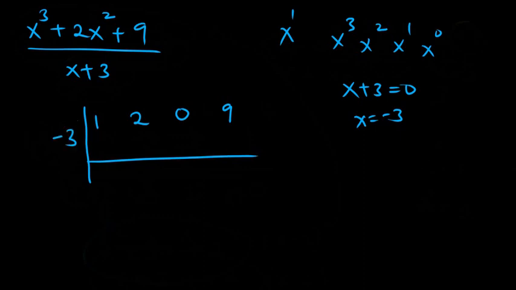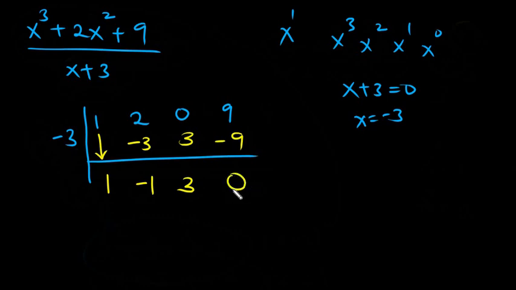So as we said, we start with the first term, we drop it down here, so we're going to have 1. Then 1 times negative 3 is negative 3. We write it there, and then we add: 2 plus negative 3 is negative 1. Negative 1 times negative 3 is 3. We write it there, and then we add, it's going to be 3. And then 3 times negative 3 is negative 9. So 9 plus negative 9 is 0.